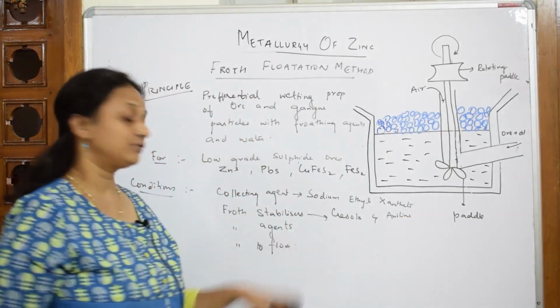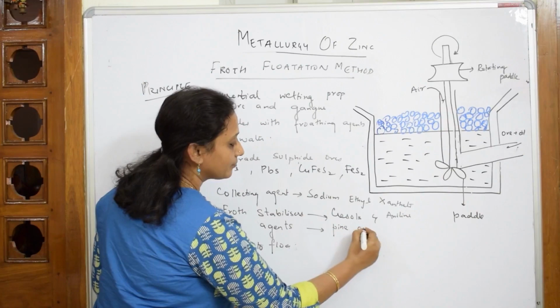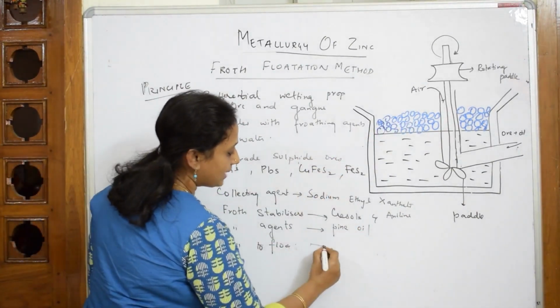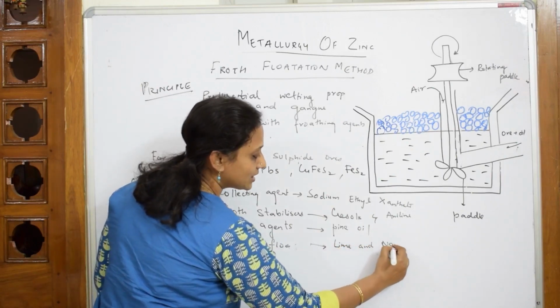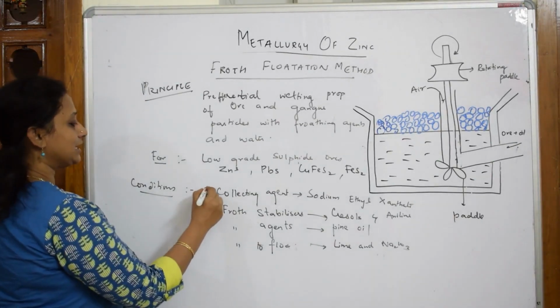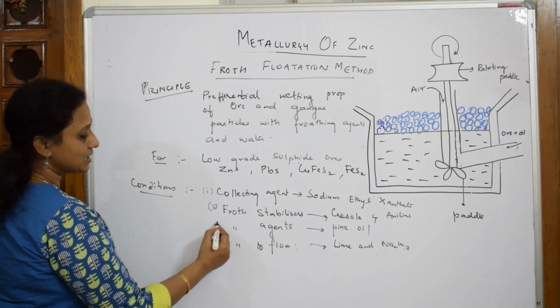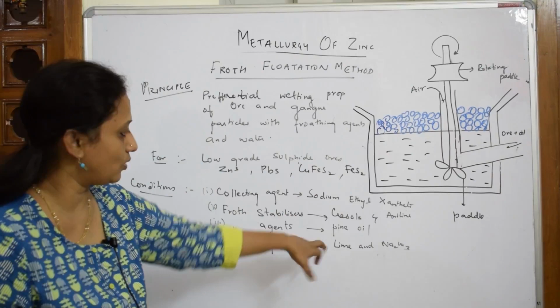Next, important, for the frothing agent, I'm going to add pine oil. For the froth to float above this layer, I'm going to add lime and sodium carbonate. You have to compulsorily write all these. So one is a collecting agent, two is your froth stabilizers, this is your three, this is your four. All the four are done. I'm going to add all.